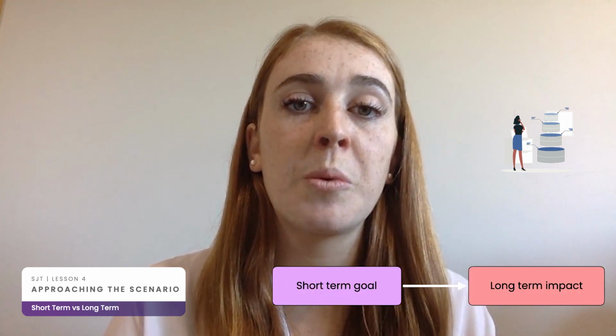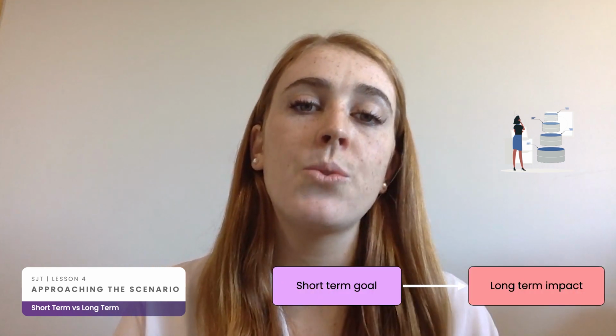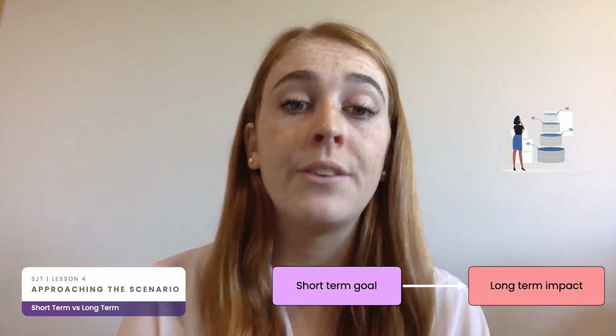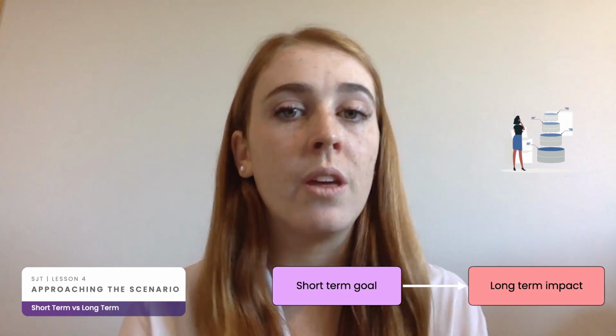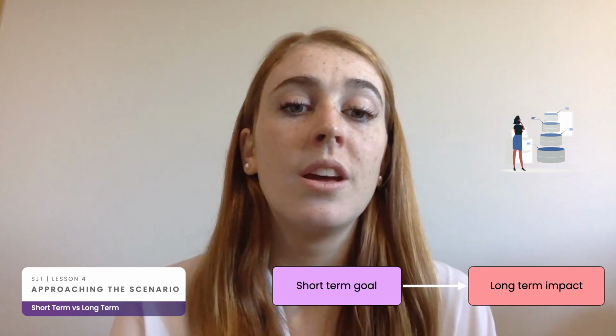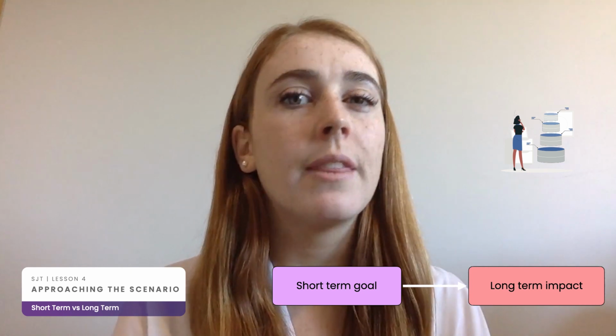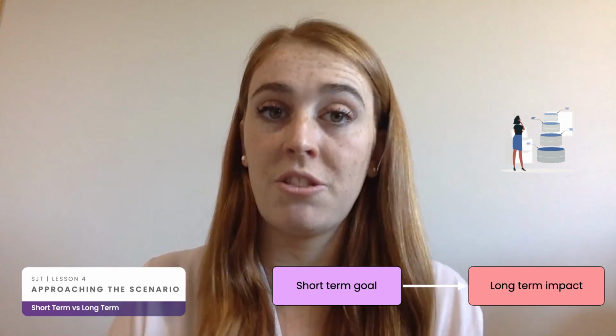Also, it's very important to consider short-term and long-term effects of the responses you're looking at. So if you think one of the responses is quite a short-term solution that is likely to cause long-term impacts, or the other way around, it's a long-term solution that's not going to solve things in the short term, that can affect how you answer the question.